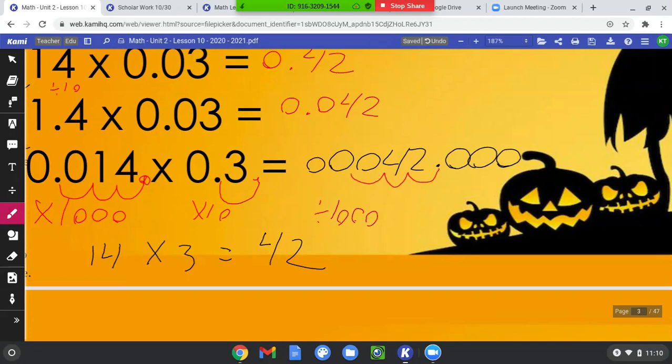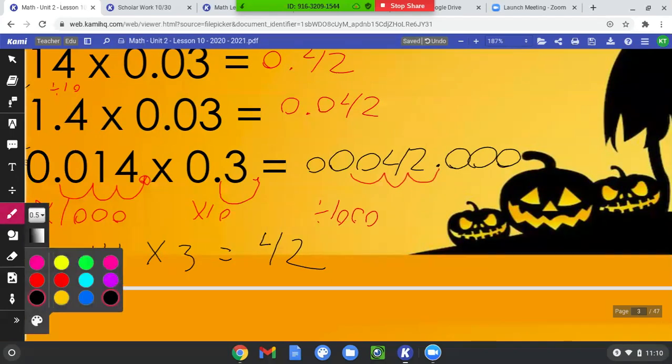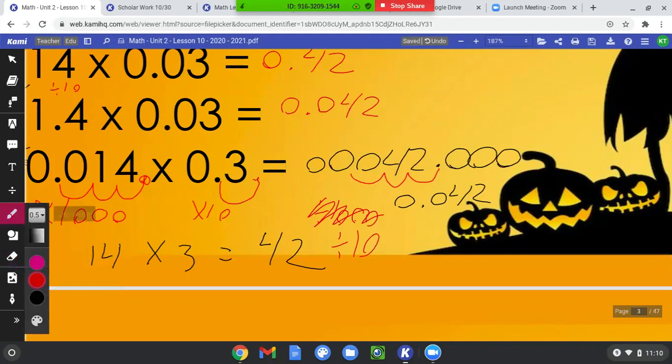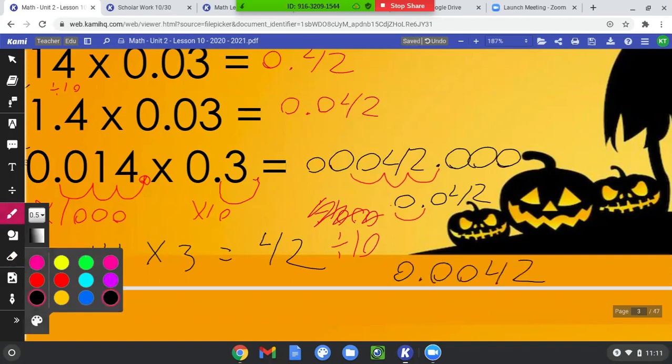And my new product is, let me change my colors there. All right. So I did divide by 1,000. Now I need to divide by 10 because I did that over here. So I'm just going to move that place value once. And our final answer is, boom. That is how we multiply decimals. Scale up, multiply, and scale back down. Do the opposite. The opposite of multiplication, division.